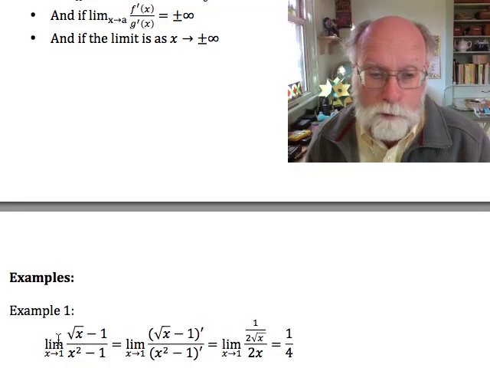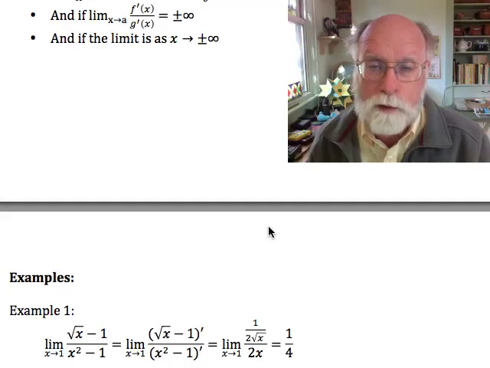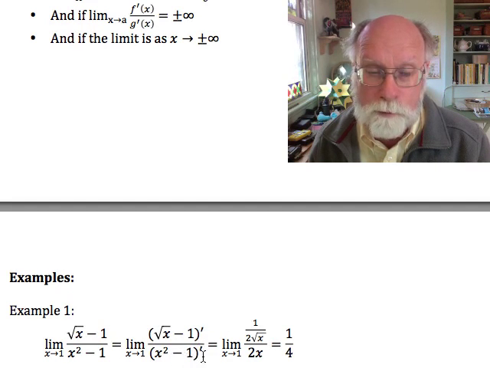We had this one earlier. We're taking the limit as x approaches 1 of root x minus 1 over x squared minus 1. It's 0 over 0, so L'Hopital applies. We get the limit as x goes to 1 of the derivative of root x minus 1 over the derivative of x squared minus 1. And that is equal to, well, here is the derivative of root x minus 1.